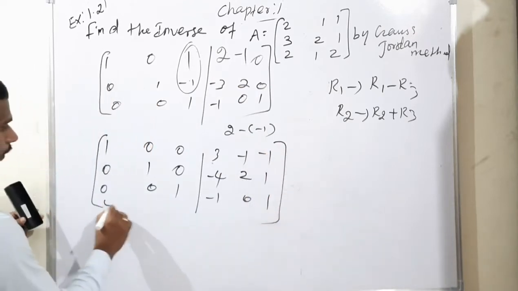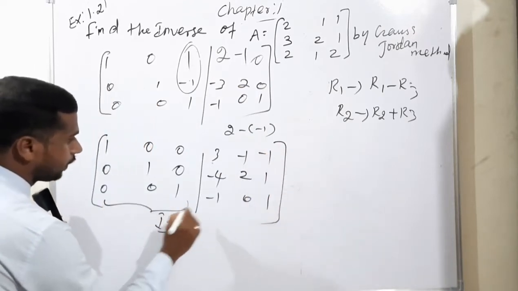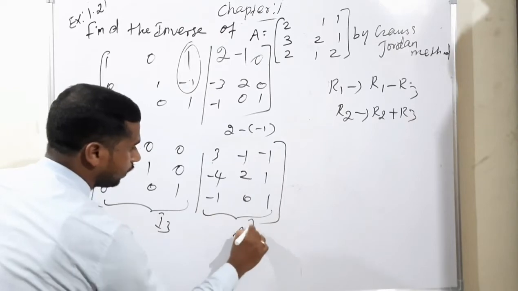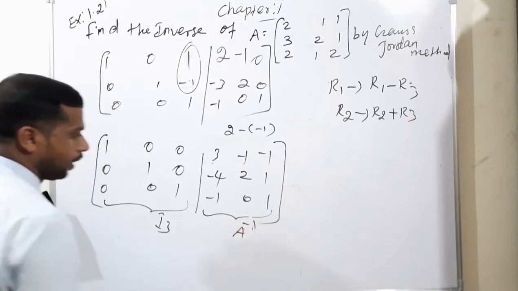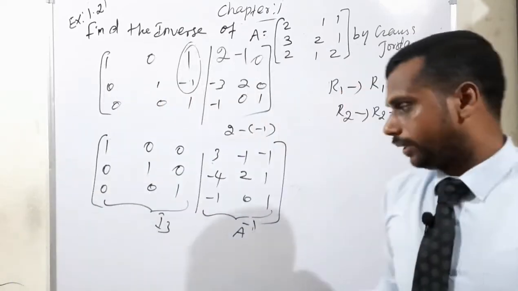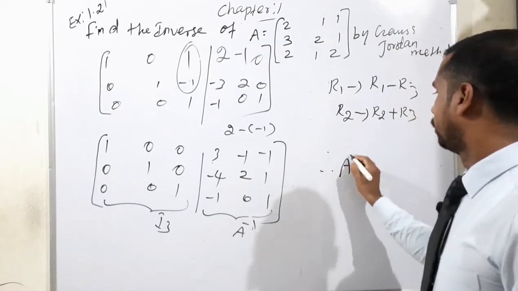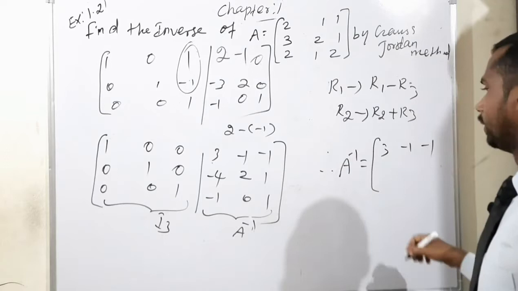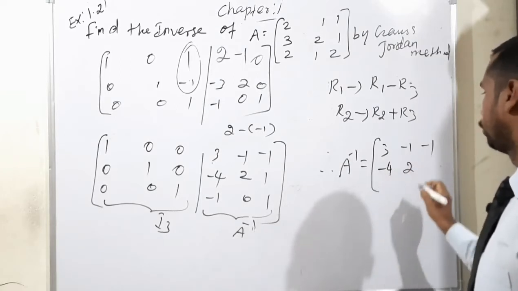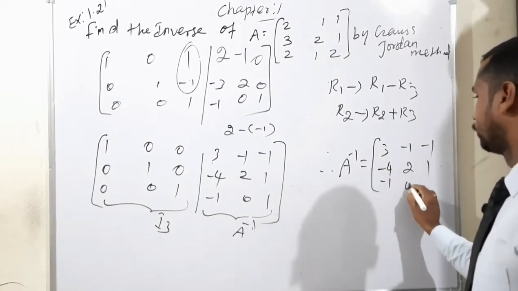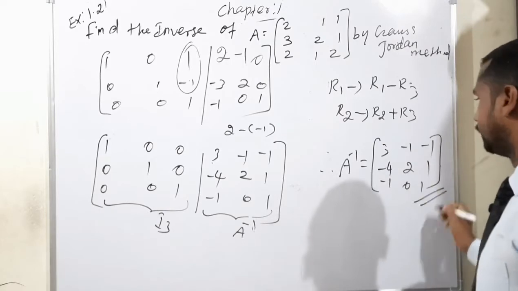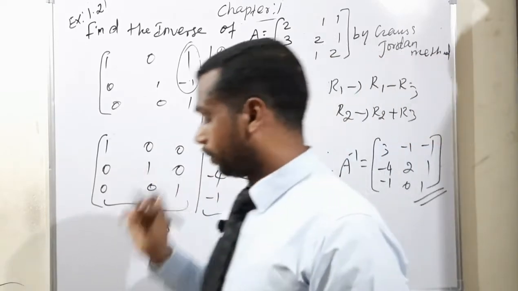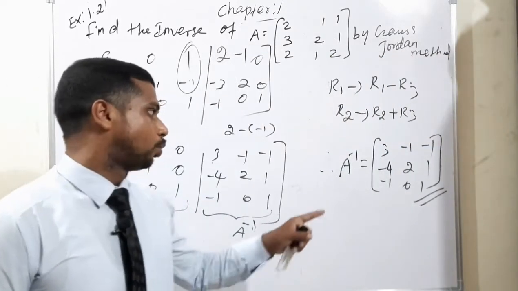So now look at there. Now we can say this is I3, which means definitely we can say this is A inverse. Therefore, A inverse is equal to 3, minus 1, minus 1, minus 4, 2, 1, minus 1, 0 and 1. This is our final inverse for example 1.21.